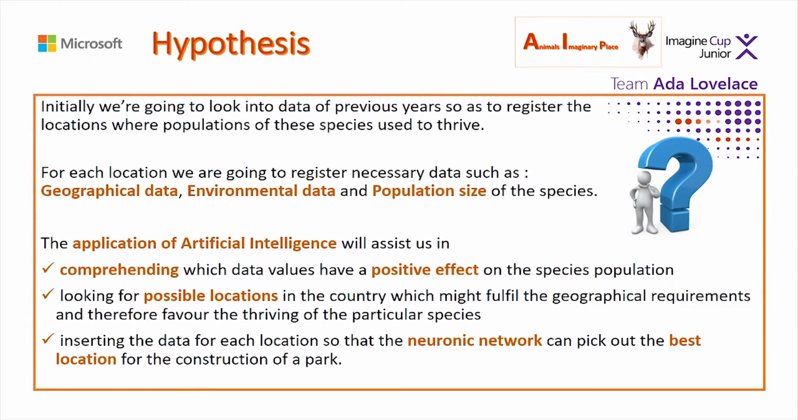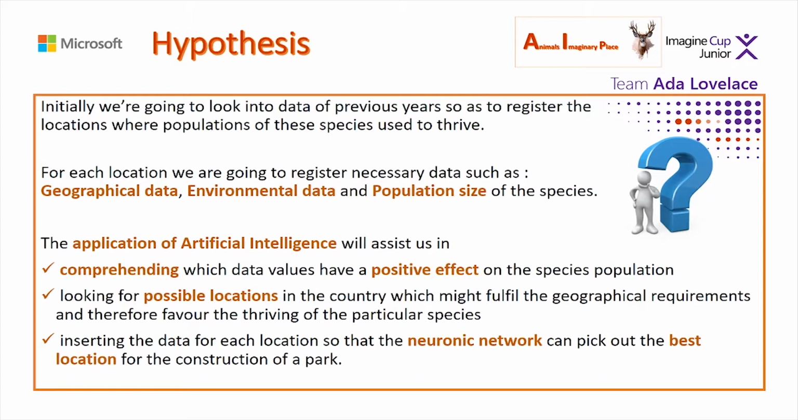Initially, we're going to look into data of previous years so as to register the locations where populations of this species used to thrive. For each location, we're going to register necessary data such as geographical data, environmental data, and population size of the species.